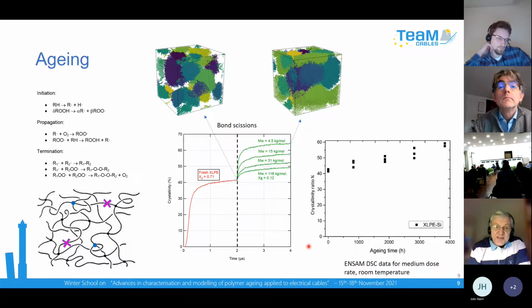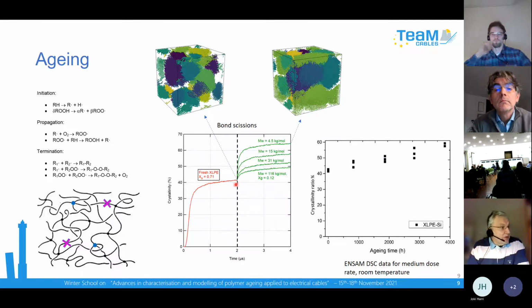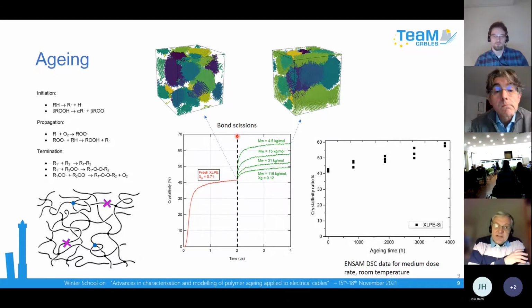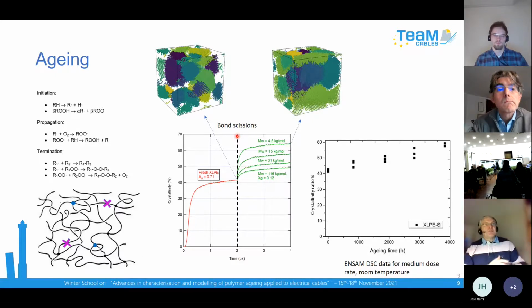In the middle part, you see the result of a crystallization simulation. The red curve up from 0 to 2 microseconds is when we crystallize the fresh material. We can see that the cross-linked material with a gel fraction of 0.71 reached a crystallinity of about 40%. Now at this dashed line, we introduce the aging effects. We get an estimate of the chain scissions in the material due to aging from the kinetic model. A few percent of the bonds will be destroyed by aging. That's the message from the kinetic modeling.